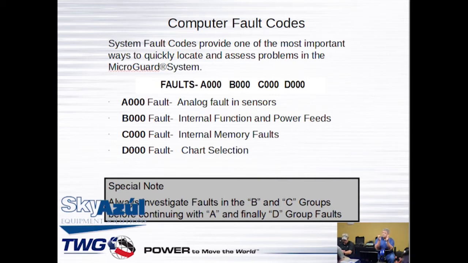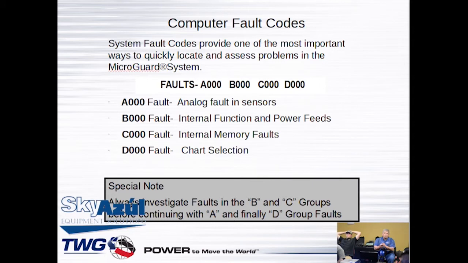Your general faults here, your A, B, C, and D faults, are still the same as they were with the old 400 system. The analog faults are A's, the internal function and power feeds are the B's. Internal memory faults are the C's. And then the D is a miscellaneous or chart code selection, okay? Now, note the little note there at the bottom that you'll always investigate faults in the B and C groups before you go to the A groups, because chances are that's heading towards a computer replacement.